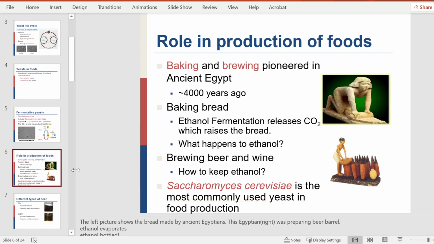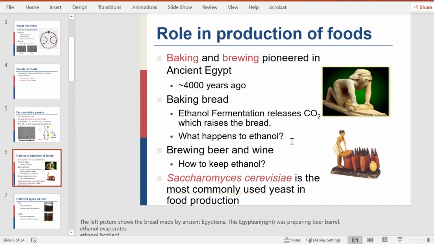So, baking and brewing have both been around for a long time. They were pioneered in ancient Egypt around 4,000 years ago. And so, when brewing beer and wine, in order to keep the ethanol in, what they would do, and what we still do, is we cap the beverage so that the ethanol does not evaporate, okay? So we put a cap on top of the beer barrel or wine barrel, whatever we're making. That's going to keep it from evaporating out. And as you know, that's not something that we do with bread. Most commonly used yeast is, again, Saccharomyces cerevisiae.